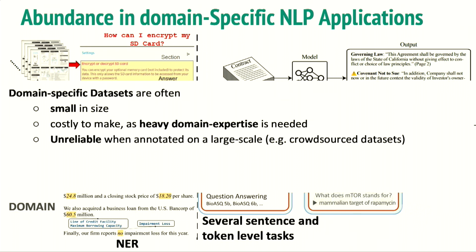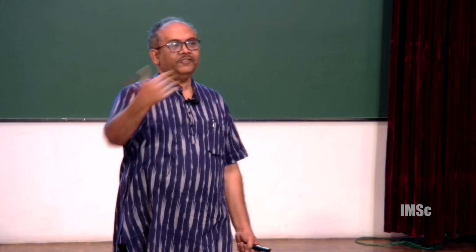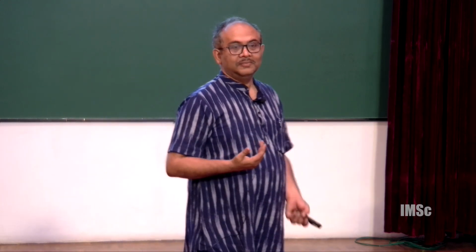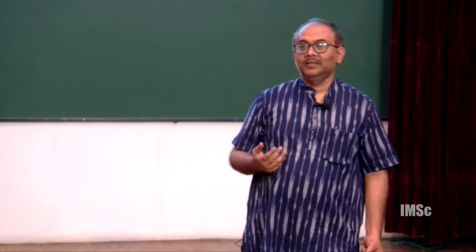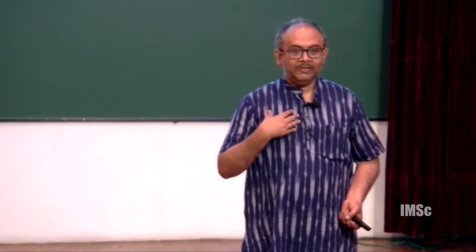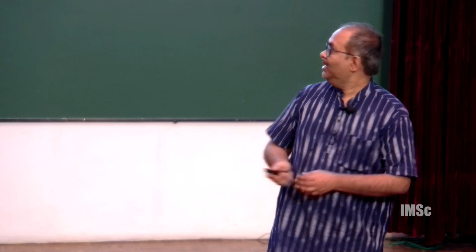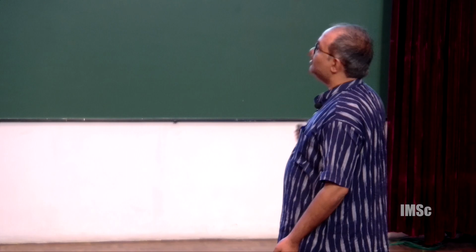But now think, I give these people a judgment and tell them to find the clause in those books where this judgment has originated from, which clause of the legal document. And if I give 50 out here, what will happen? Everybody will make mistakes. At least I will make all the mistakes. So this is something which is unreliable when annotated on a large scale.